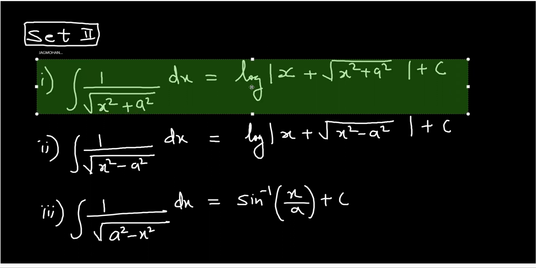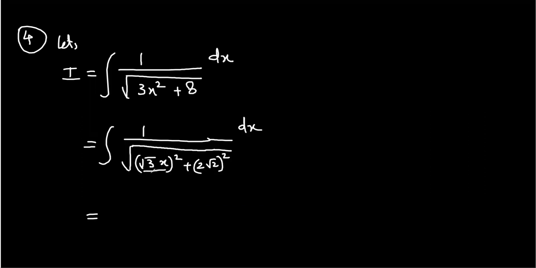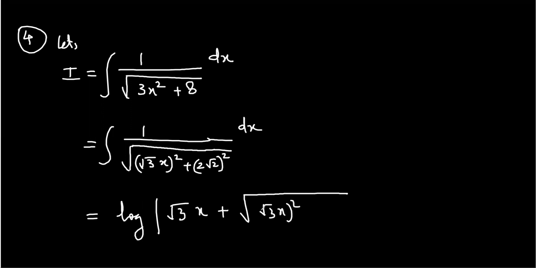Okay, and what is it equal to? It is equal to log mod of variable plus the square root as it is. So what is my variable here, students? The variable we have is root 3x. So the answer will be log mod the variable, which is root 3x, plus the whole square root as it is, root 3x square plus 2 root 2 square.